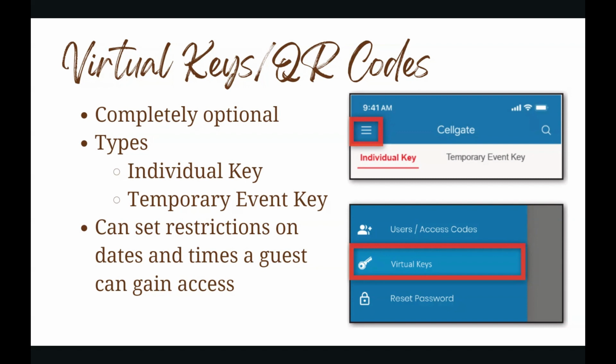So you would tap on that because effectively it's a menu button, right? To bring up your menu, and then you would tap on virtual keys because, as the name denotes, you're not giving someone an actual key. It's a virtual key. The cool thing about this is you can set an individual key for one particular person or do a temporary event. So dinner party with your church group. You got 15 people coming over. You can send them all a QR code. You can set restrictions, dates, times, number of times that QR code can be utilized.